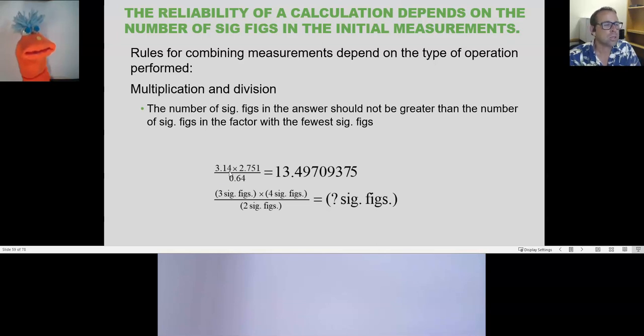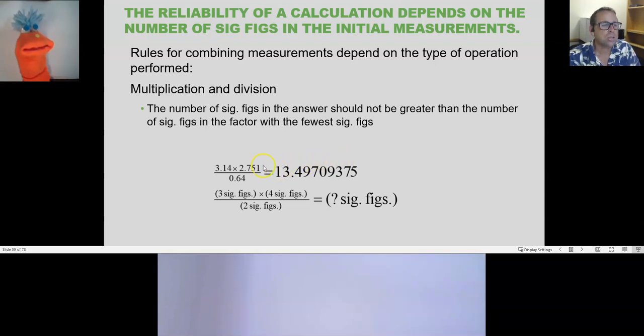All right. So if I take 3.14 times 2.751 divided by 0.64 in my calculator, this is an example of what I'll get. But this can't be the right answer in chemistry class because this needs to, again, contain the uncertainty that's going to be expressed in the answer.